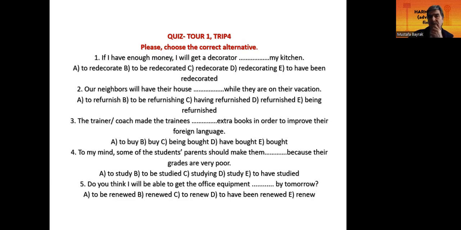Refurnished, yes, I haven't seen. D is true. Refurnished, okay? 3, the trainer or coach made the trainees blank, make somebody do. So we got 1, buy, yes. B is true. The trainer made the trainees buy extra books in order to improve their foreign language. 4, to my mind, some of the students' parents should make them blank because their grades are very poor, should make them work, study. D is true.